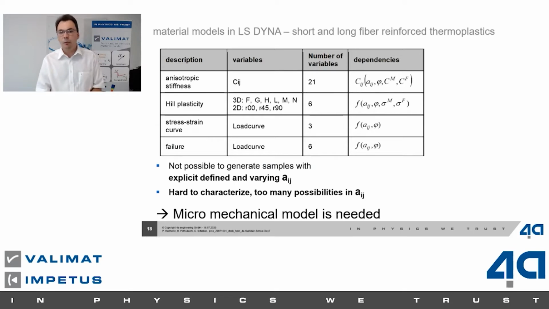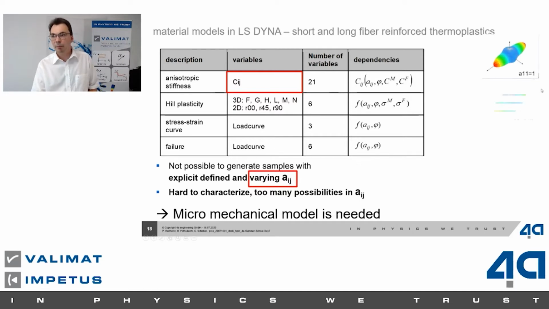So what we need now for this approach, MAT 157, for this Hill material model. In that case, we need the anisotropic stiffness, so we need 21 coefficients describing this anisotropic stiffness. We need coefficients to describe the Hill plasticity. We need some load curves describing the plasticity and the failure. And not only the stiffness, but also the other parameters vary with the fiber orientation.